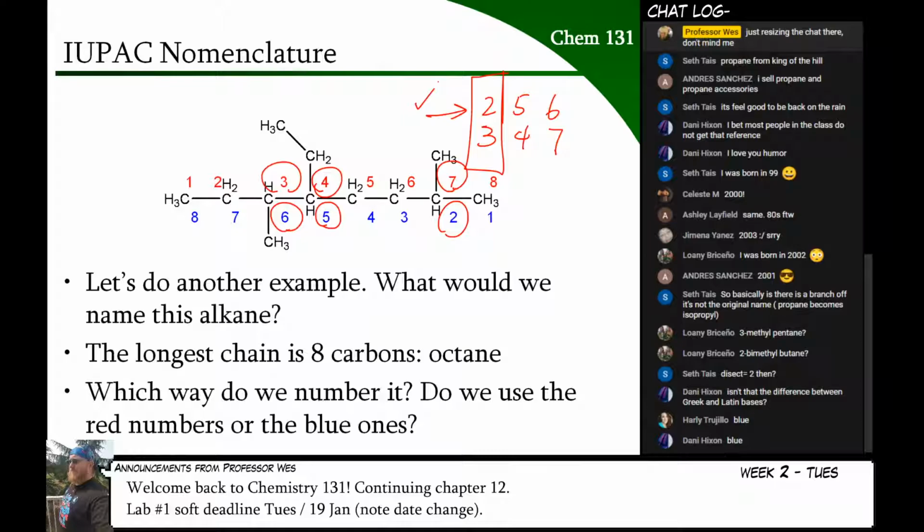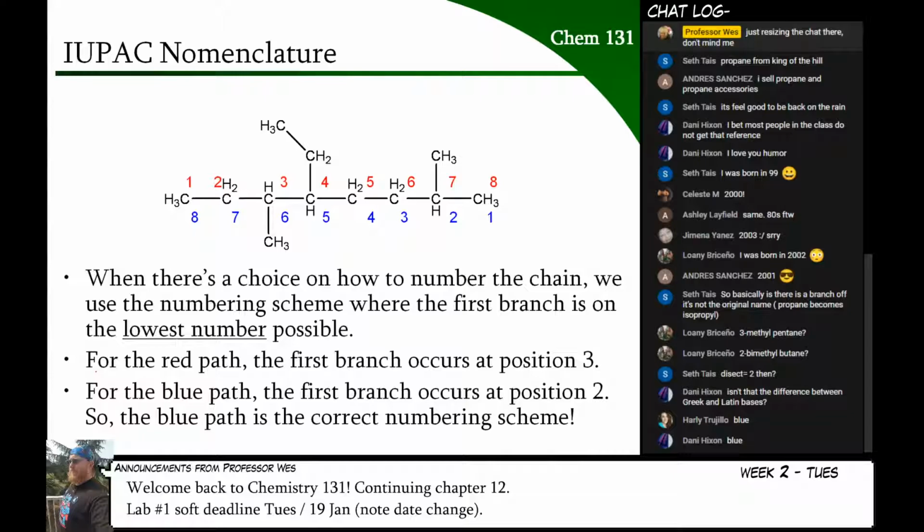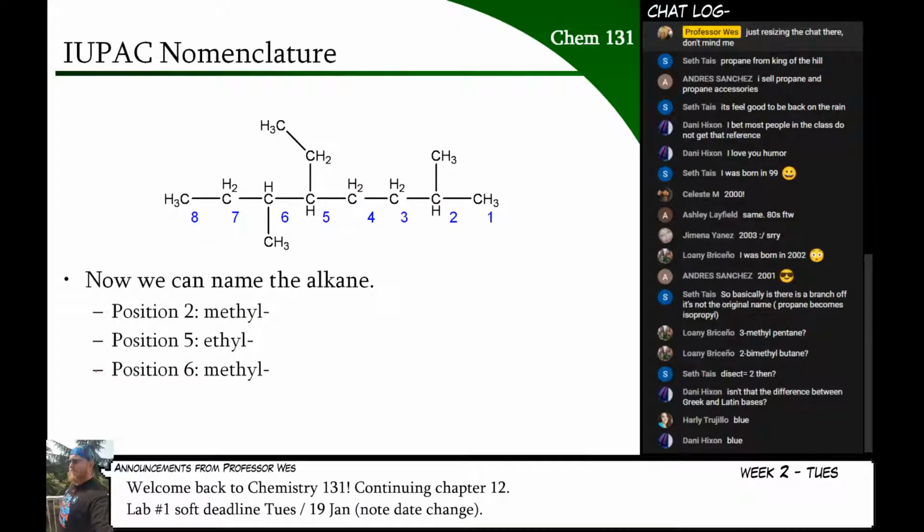The first one breaks the situation wide open. 2 is less than 3, so we would pick it. So we're going to number with the blue path. Then we're going to name the groups along the blue path. So this is 2-methyl. This is 5-ethyl. And then this is 6-methyl.